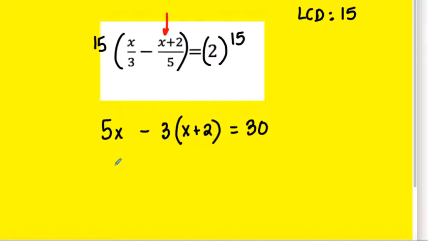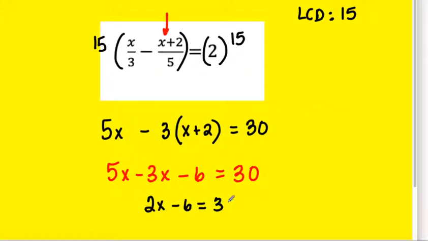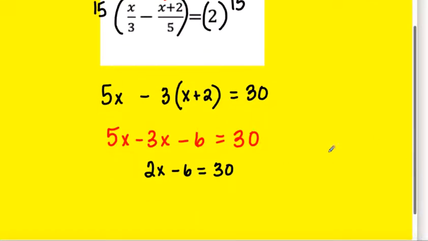All right, so I'm going to distribute my negative 3, and then I'm going to simplify the left by combining like terms. So 2x minus 6 equals 30. Now I'm ready to solve the equation by isolating the variable. So we're going to add 6. So 2x equals 36, and so x equals 18.